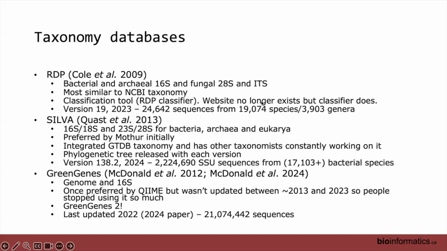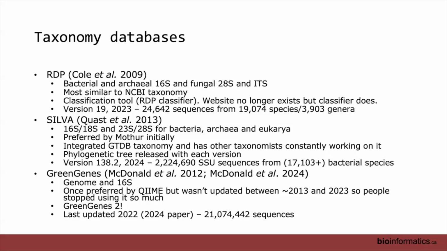The SILVA database has 16S and 18S, as well as 23S and 28S, so for bacteria, archaea, and eukarya. It was initially preferred by mothur, and it has been used predominantly by QIIME for quite a long time as well. So it is used very frequently in microbiome analysis. They also integrated their taxonomy with GTDB, and they have taxonomists that work with them that verify each of the classifications in a way that doesn't really seem to happen with the NCBI database.